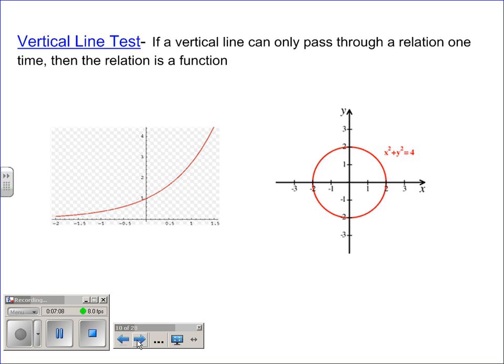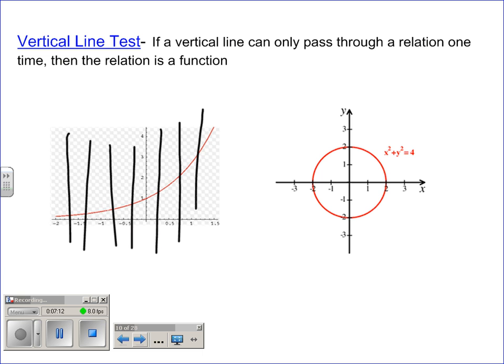In the next example, again, we draw our vertical lines. Those are not very good, but you get the idea. And yes, this one is a function. In the next example, even though there's a place where a vertical line only crosses the relation one time, it's still not a function because there are other places where the line goes through twice. If there's any place where a vertical line can go through the relation more than once, then it's not a function. So no, this is not a function.